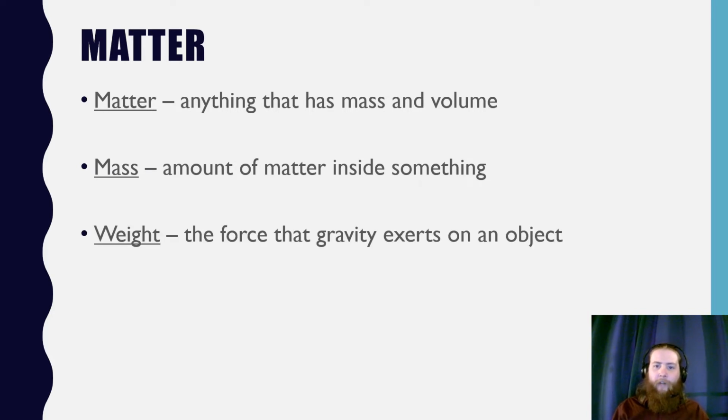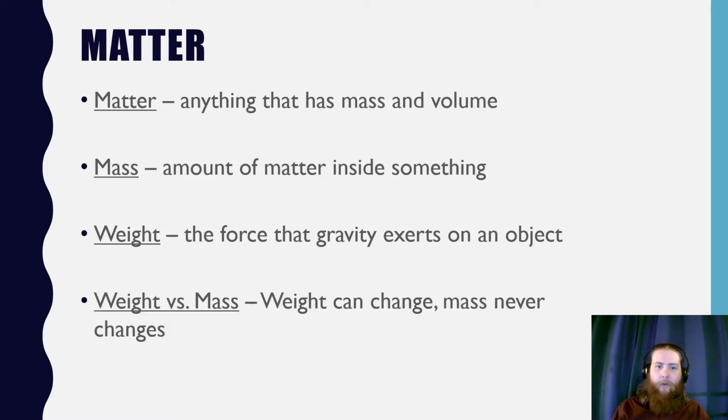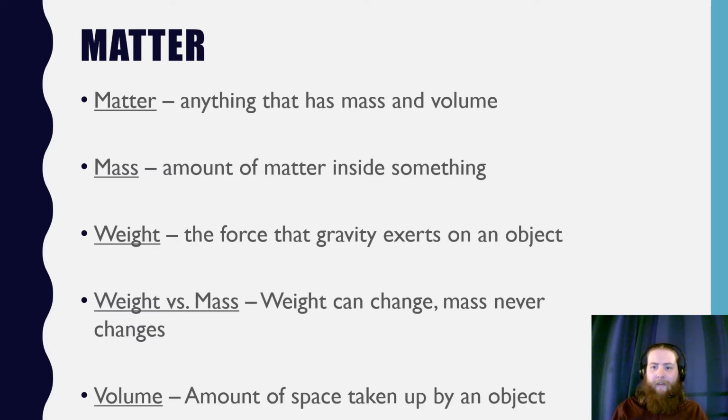Weight is the force that gravity exerts on an object. Weight is different than mass. Your weight can change based on your location. Your weight is a lot different here on Earth than on the moon, but your mass is still the same. There's still the same amount of you, you just weigh different. And the volume is the amount of space taken up by an object. And all of these are important terms that we're going to use pretty colloquially this chapter.